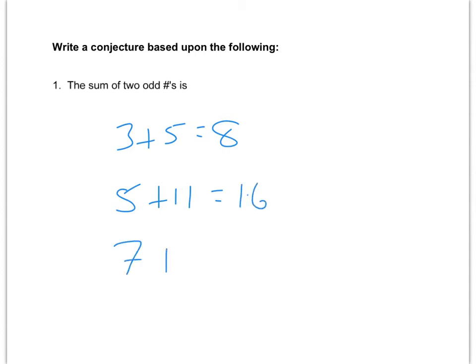7 is an odd number. Negative 3 is an odd number. 7 plus negative 3 is positive 4. These are all even numbers, so inductively we can conclude that the sum of two odd numbers is even. Again, we can prove this algebraically, but that would be deductive reasoning.